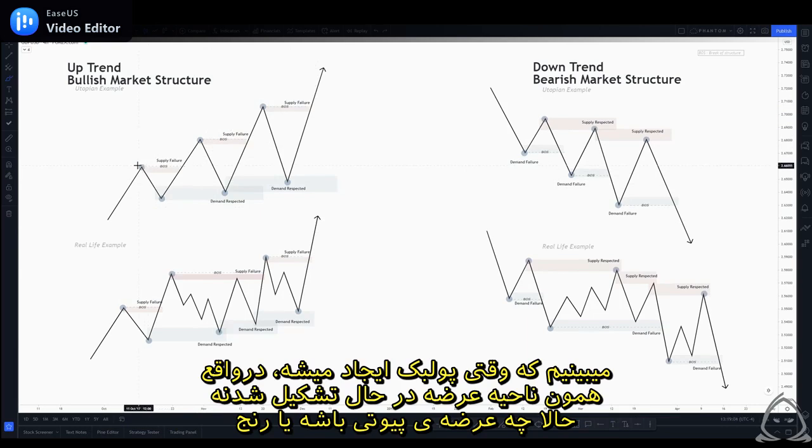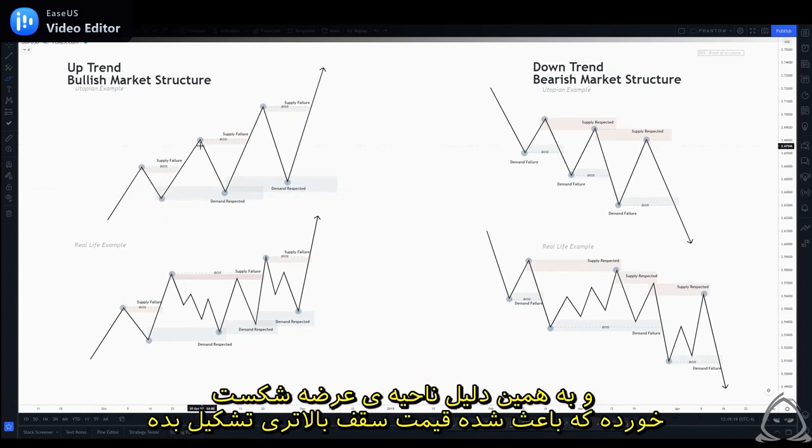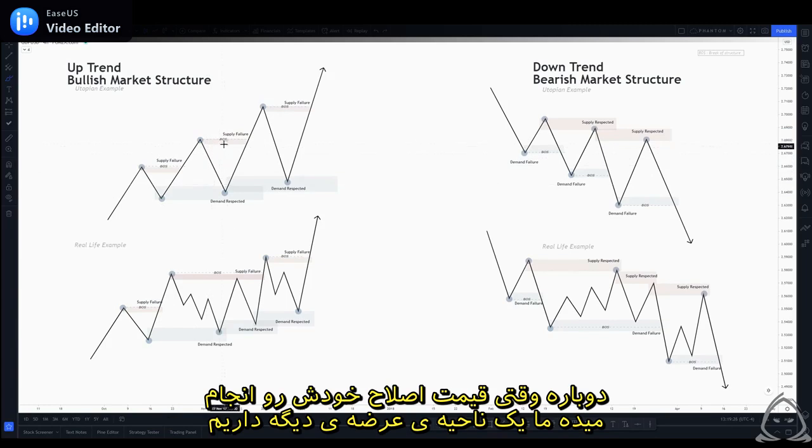what we can see is when we create that pullback, we are creating a supply zone, whether it be a pivot supply or a range created supply. And price also creates a demand zone. The demand zone is ultimately what is respected, and that's what creates a supply zone failure, which then creates the highest high. And again, when price retraces or pulls back, we create another supply zone.